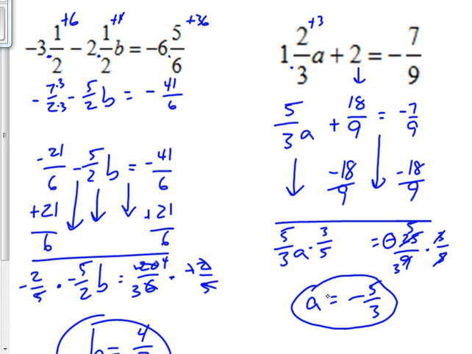Okay, again, you can check all these with your calculator using the fraction button. So right here I have a 5/3. If I do 5/3 times negative 5/3 plus 18/9, it's going to give me negative 7/9. So if you check that, it will work for you. And that's our last example for solving two-step equations involving fractions.